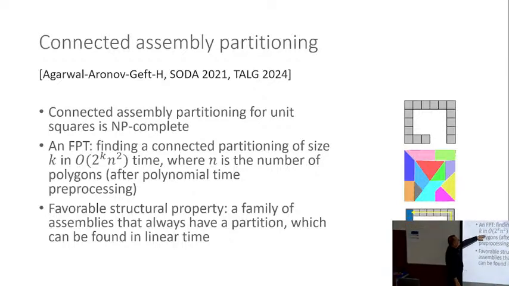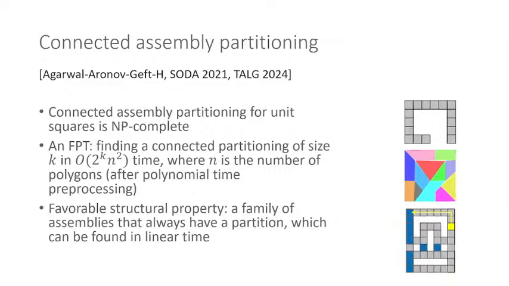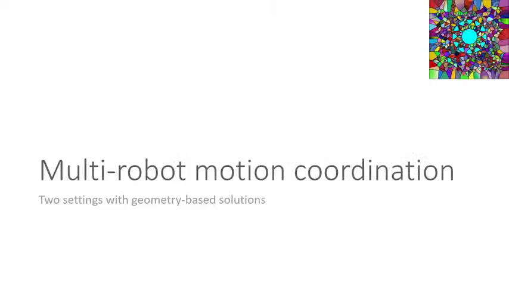We also gave an FPT algorithm where the parameter is the size of the smaller set of the two that you can move. You can either move one up or one down, and K is the size of the smaller one. We also identified some structural properties that make this question simple. Okay, so now let me move to the main part of, yes?